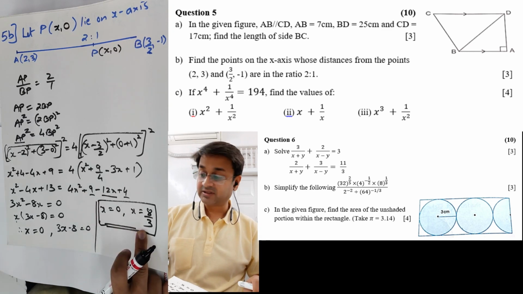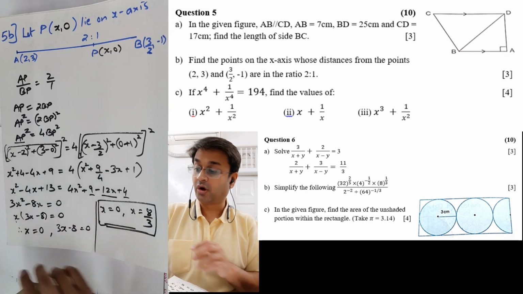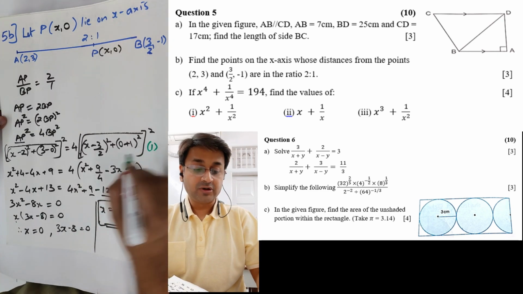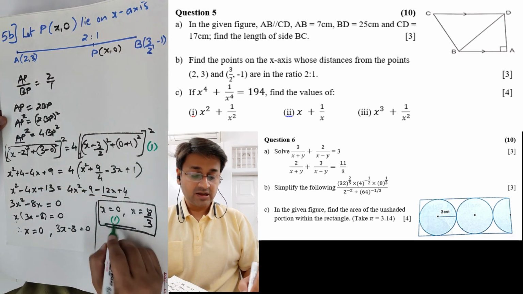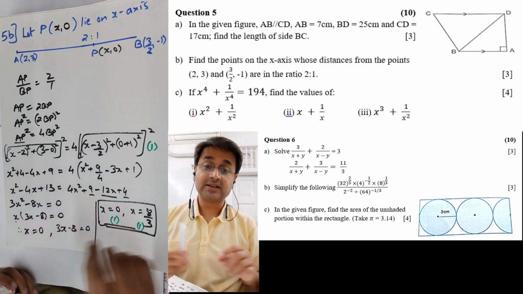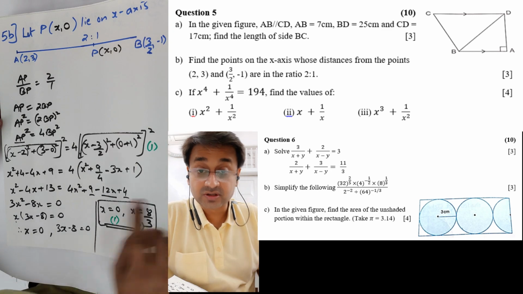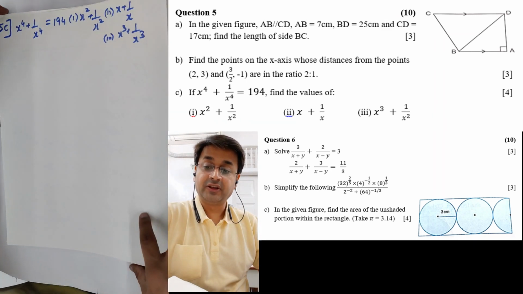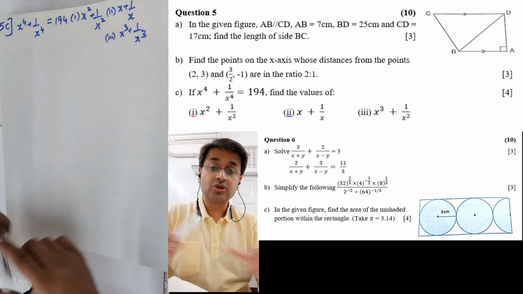If you've given only the second one and x is equal to 0 is not given, you will lose 1 mark. Remember that. So first 1 mark when you substitute everything correctly. Next 1 mark for getting x as 0 and last 1 mark for getting x as 8 by 3. Tough question, so you need to practice it. Remember that, okay? Next one, 5C.